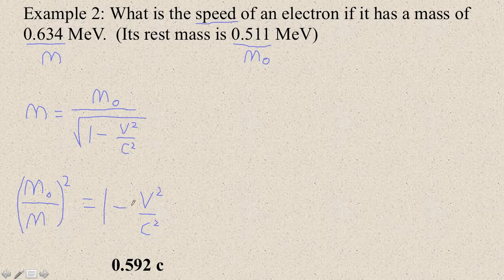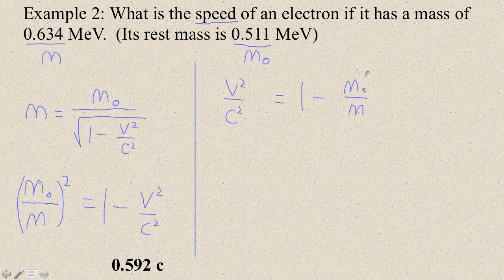Now the next thing I'm going to do is trade these terms. I'm going to put this term over there, this term over here, and so now it looks like this: v squared over c squared equals 1 minus m naught over m, and that's, of course, squared. You just trade those guys, trade places.